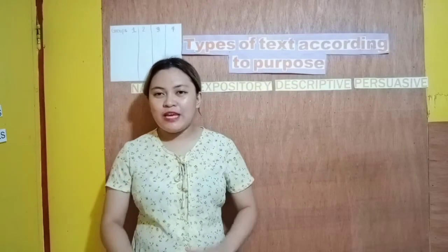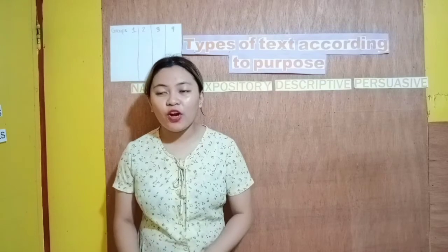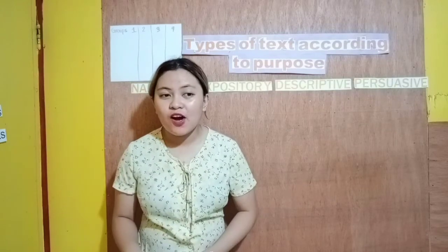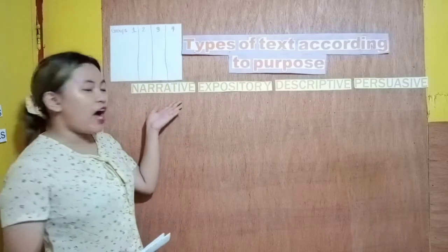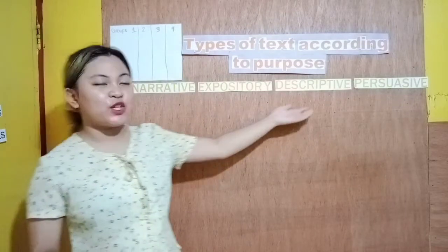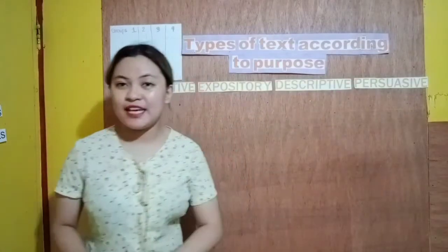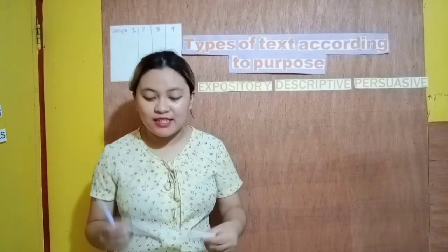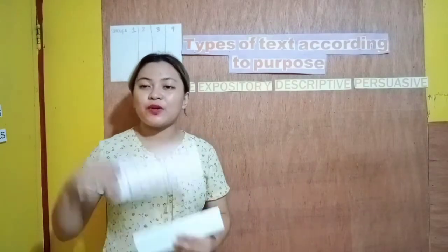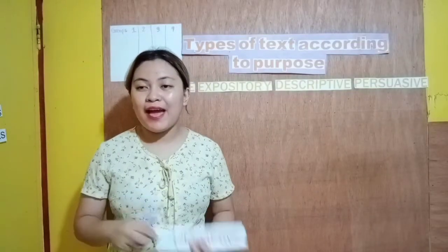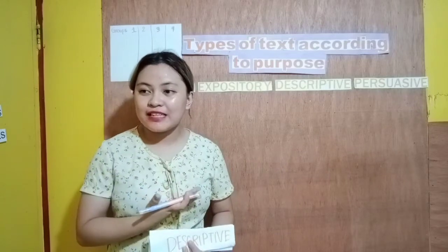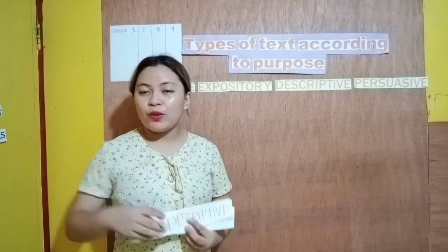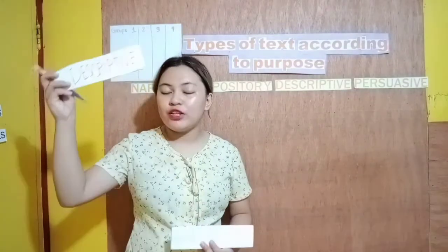My instruction would be, I will give each group four cards. Written on those cards are the words narrative, expository, descriptive, and persuasive. What you're going to do is raise those cards. I will be giving different examples, and you will raise this one if you think that certain example belongs to descriptive text. Okay? Do you all understand?